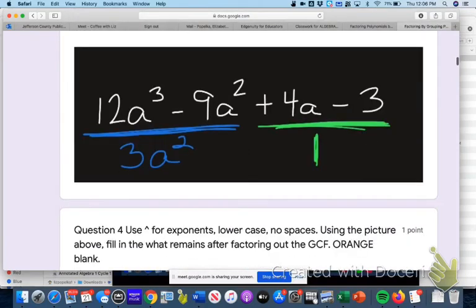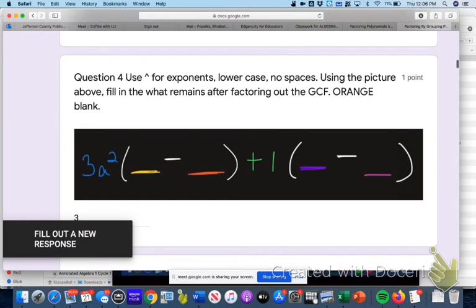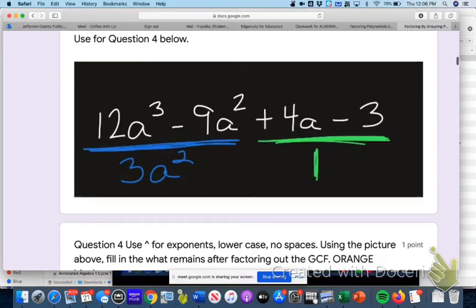Okay. Now it's asking me what's going to be left over in the orange blank. So what's going to be left over right there? So I'm going to go back up to the picture. So basically what's left over in the second one. So we did have a 9A to the second, right? And then we factored out, so first of all, we had a 9, and we factored out a 3. So if we do 9 divided by 3, what's going to be left over?